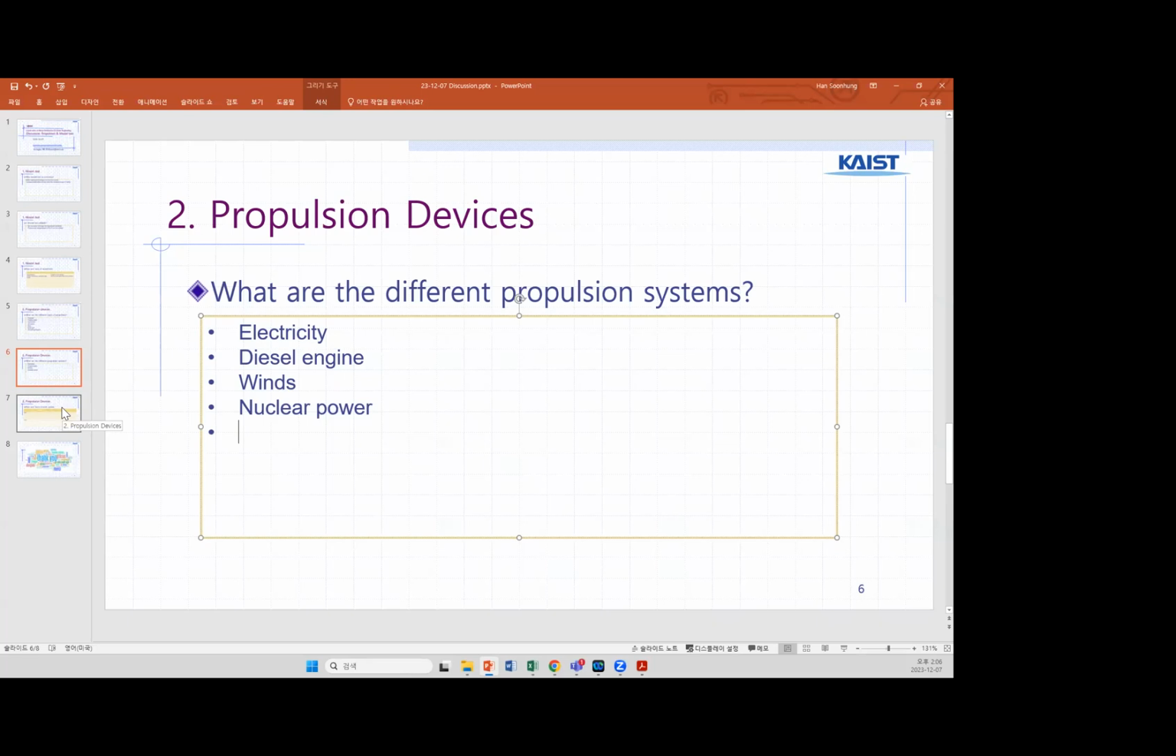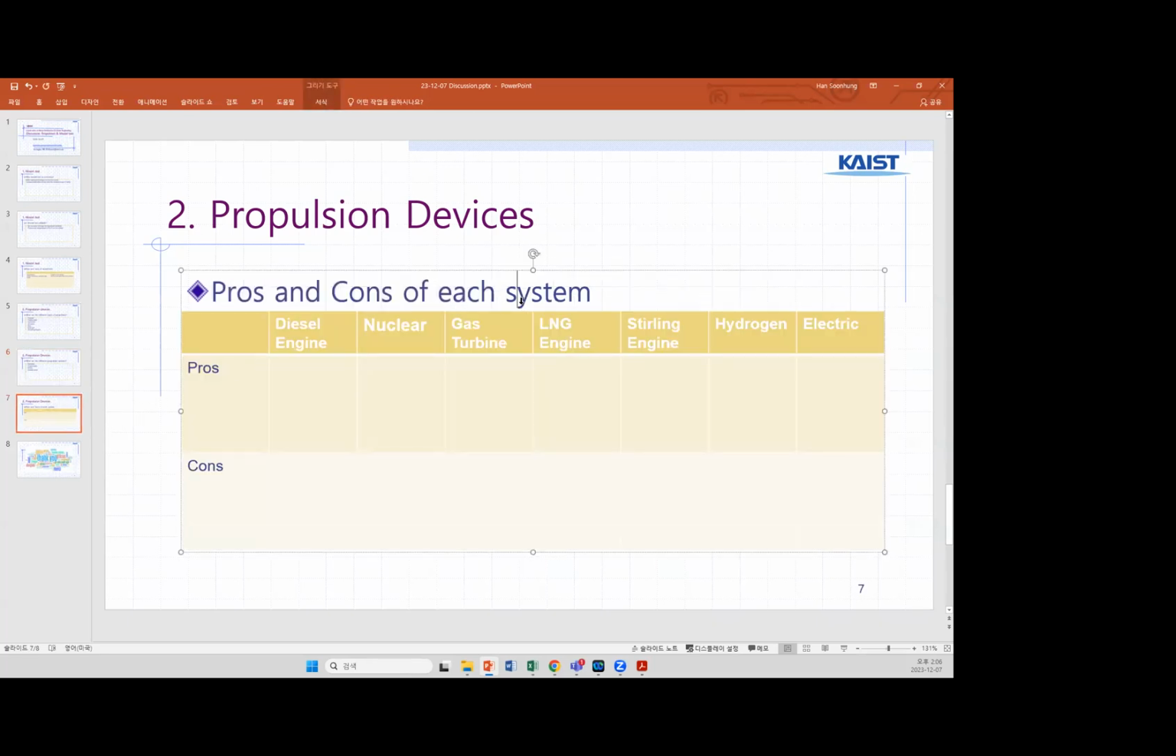So let's move on to the last question. What are the pros and cons of each system? Let's go one by one, and let's finish. How about the diesel engine? I think the number one pro of the diesel engine is that it's cheap. Yeah. And what is the con of the diesel engine? It's not eco-friendly. Yeah, emissions.